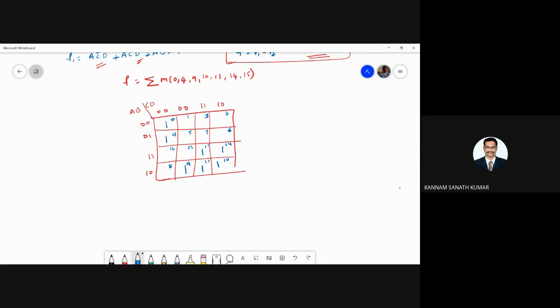So this makes one quad, no? This makes one quad, and this makes one pair, and this makes one pair. So if you see this one, this is C bar D bar, and A is common, and seeing horizontally C is common. And for this pair, A B bar, A B bar, A B bar, and which one is common?